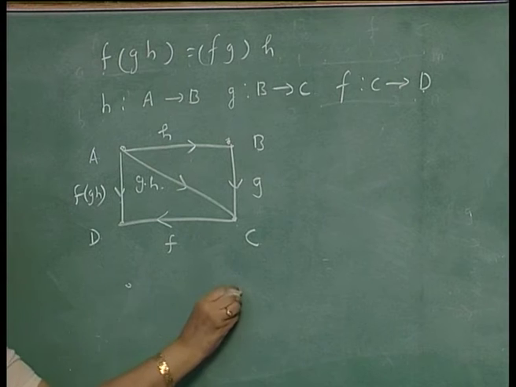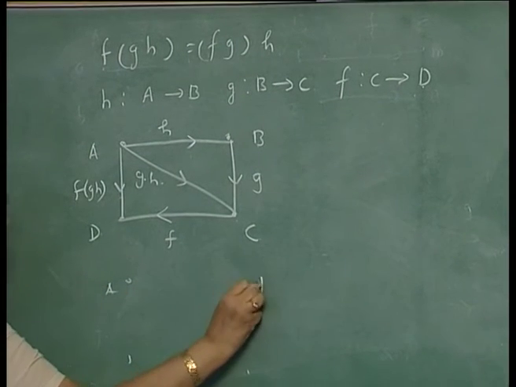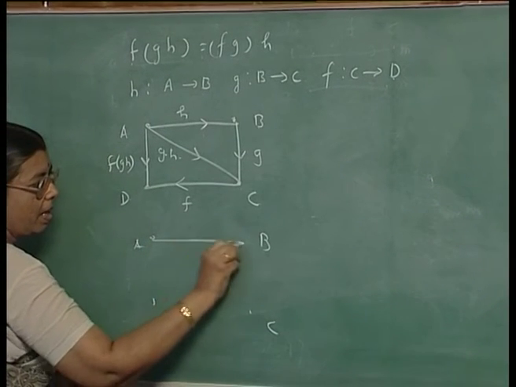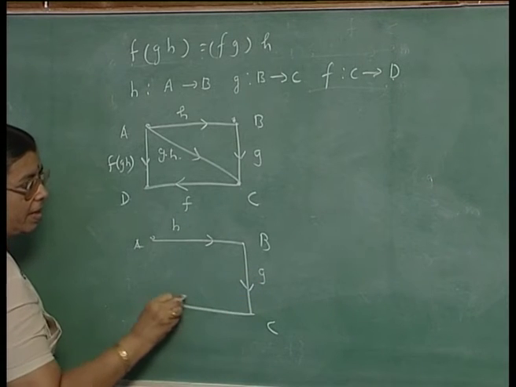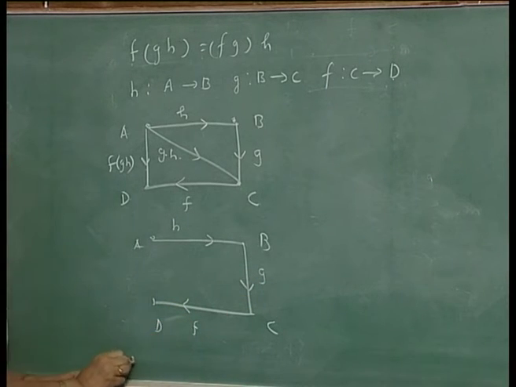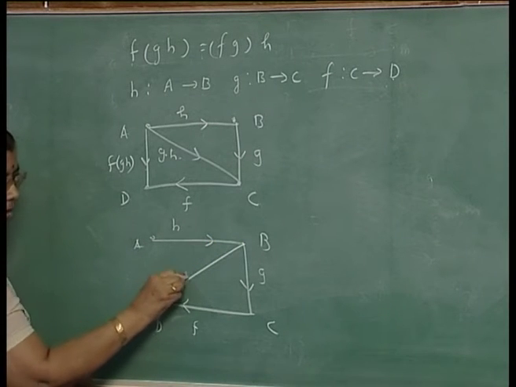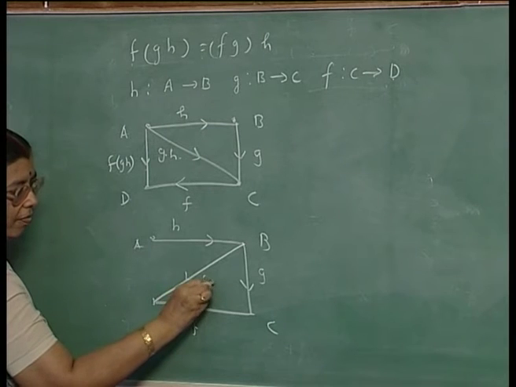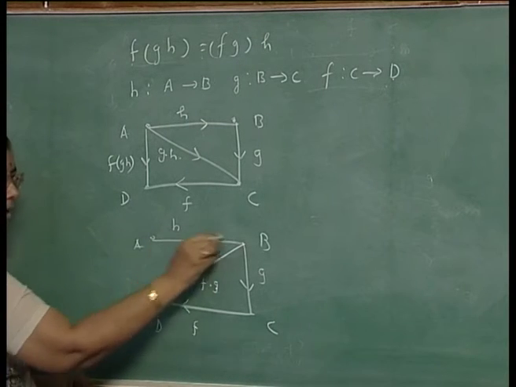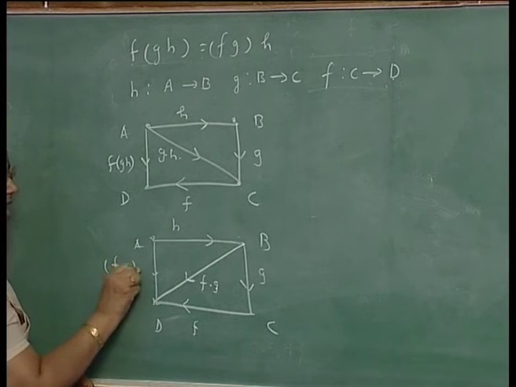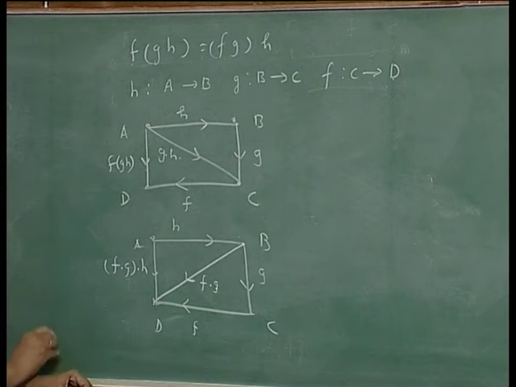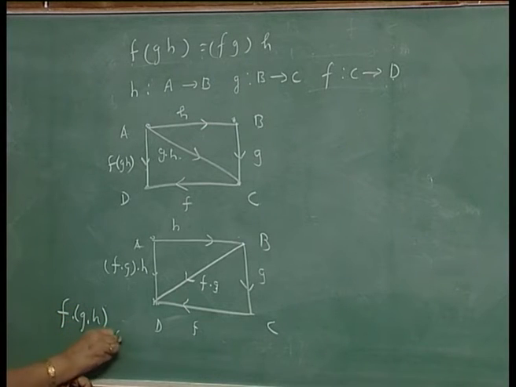The other way around, you can also look at it like this: A, B, C, D. This is h and this is g and this is f. So, if you combine these two, if you have composition of functions here, this will be f∘g, and so using this you will get f∘g and h. So, you can see that (f∘g)∘h is the same as f∘(g∘h).